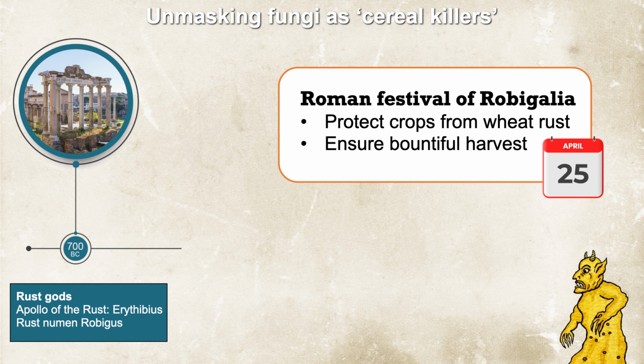And every year on the 25th of April, people would come out and take red-haired animals and sacrifice them to the rust god Robigus, hoping that this would protect their crops from these wheat rust cereal killers and ensure a bountiful harvest. But of course, sadly, this was not very successful. Sacrificing red-haired animals really didn't help with plant disease protection.